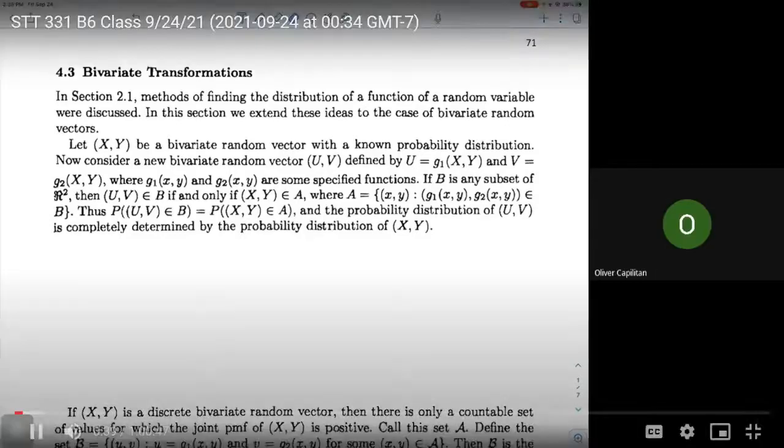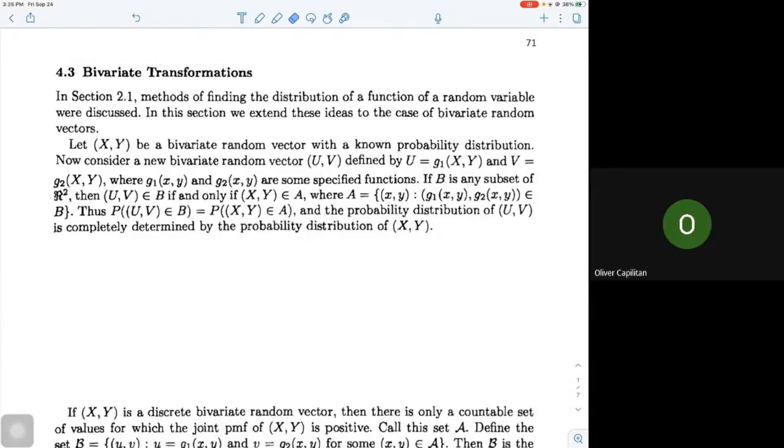So we are now on section 3 of chapter 4. We have now the bivariate transformations. In our previous discussion, we have this method of finding the distribution of a function of a random variable. So now we're going to extend that for the case when we have bivariate random vectors.